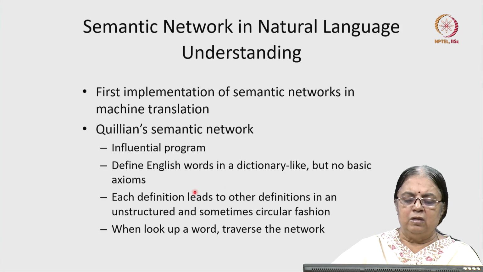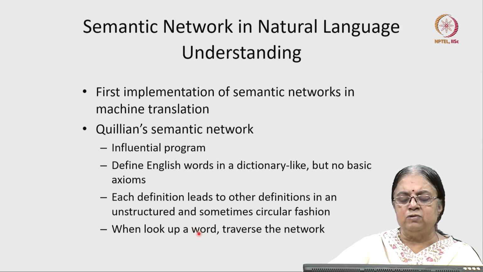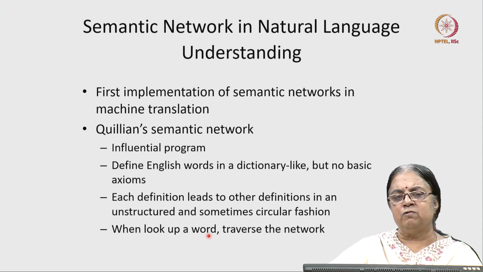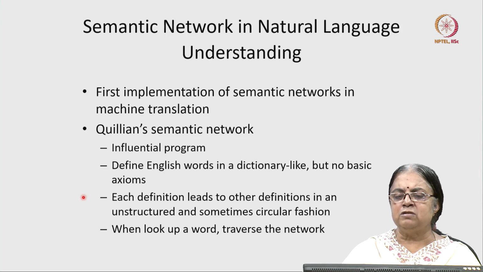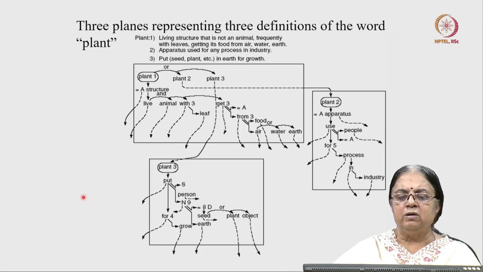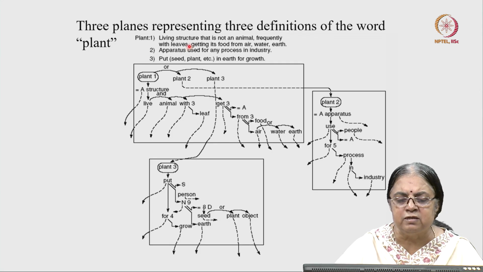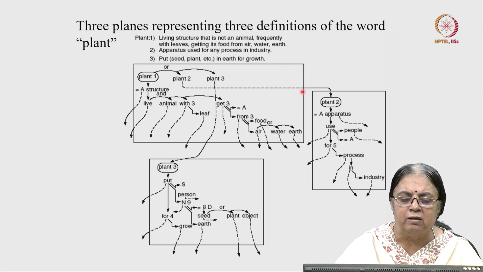So, when you look up the word, you traverse the network. So, you see this word is connected to some other word. So, what is the relationship between them, etc. right. So, all this is used in natural language understanding basically. So, here you can see three meanings of the word plant, right. The first one is that it is a living structure that is not an animal, frequently with leaves getting its food from air, water and earth, right. So, this is one meaning.